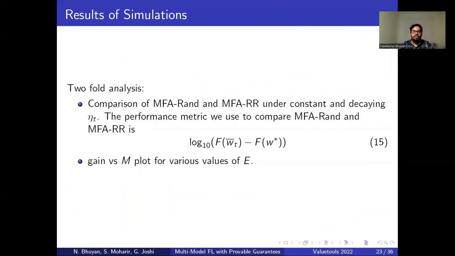We analyze these simulations in two ways. First, we compare MFRN and MFRR under constant and decaying step size and see which one performs better. For this purpose, we use the following metric. Next, we plot the trend of gain versus M for various values of E.